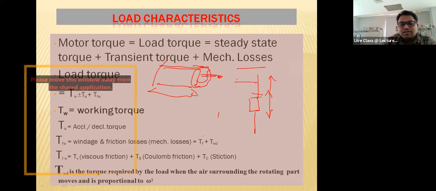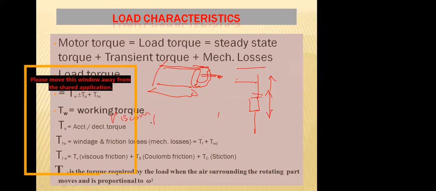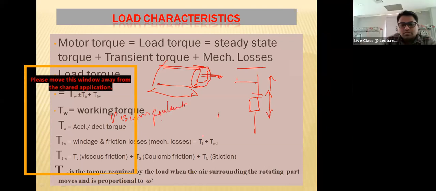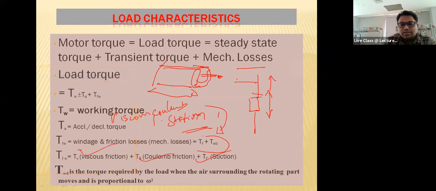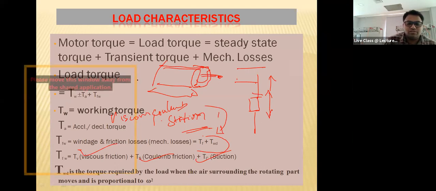Mechanical losses means the three forces: viscous, Coulomb, and stiction. That is static friction. So using the three things, the viscous, the Coulomb, and the stiction, it becomes the mechanical. And there are some windage losses also. So what is windage losses?